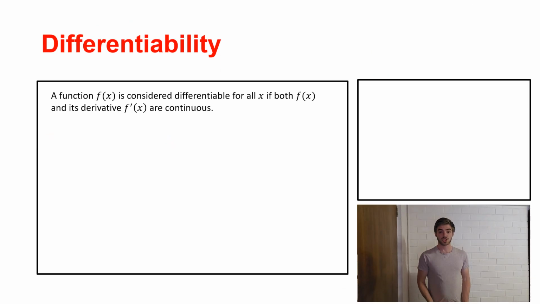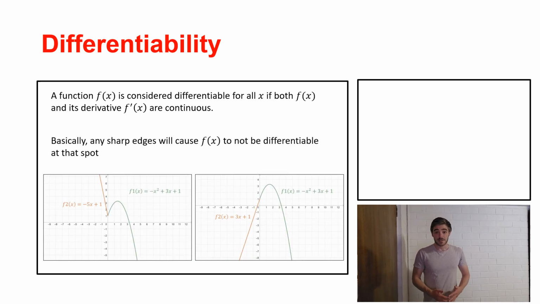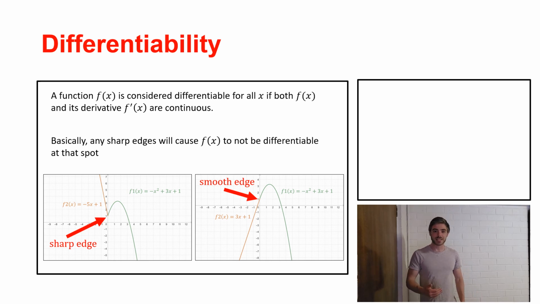In short, a function will be considered differentiable if both the original function and the derivative function are continuous. If you don't know what the derivative even is yet, then check the video linked above. Anyway, that's the formal way of proving if a function is differentiable or not. The informal way is simply just to look for sharp edges. If your function has sharp edges, then it means that your function is non-differentiable at that spot because of the instantaneously changing gradient at that spot. Let's check a few examples.